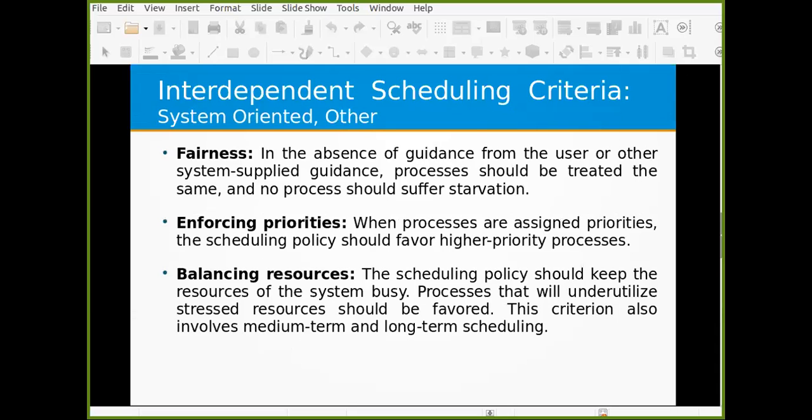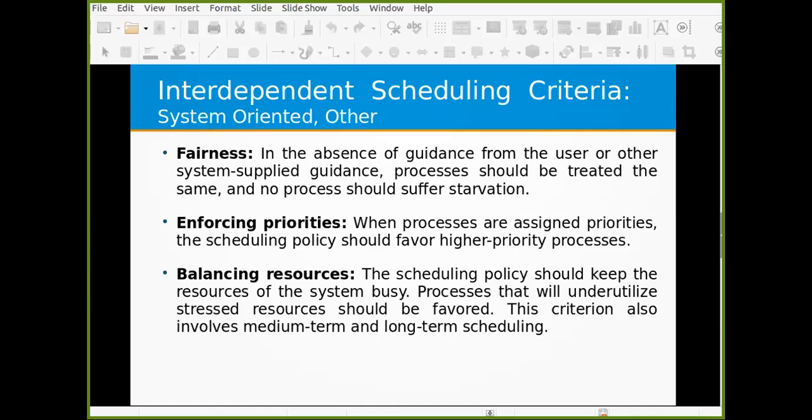And finally, system oriented criteria which are not performance based, like fairness. In the absence of guidance from the user or other system supplied guidance, processes should be treated the same and no process should suffer starvation. That is fairness. The processor should be assigned fairly to all processes. There should not be starvation of any process. So that is one system oriented but non-performance based criteria.